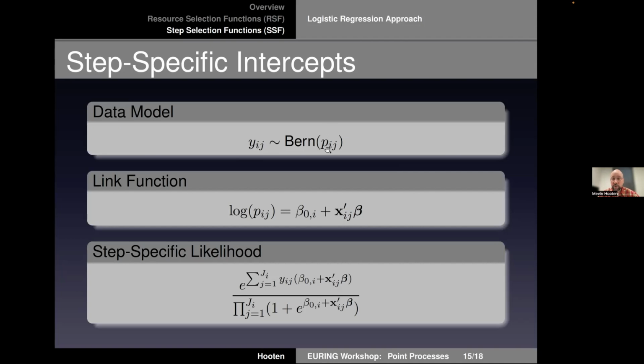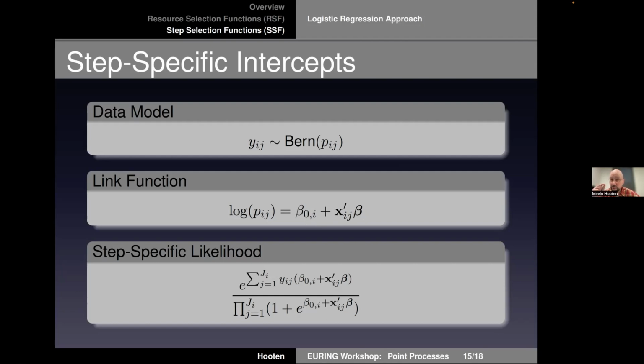They would have Bernoulli probability P. That would be, this should say logit here instead of log, but anyway, that should say logit. I can fix that on the slides. They would have an intercept beta naught at step I. And other than that, they have their covariates X and then their coefficients beta. That's it. You're just fitting logistic regression again, but with step varying intercepts.